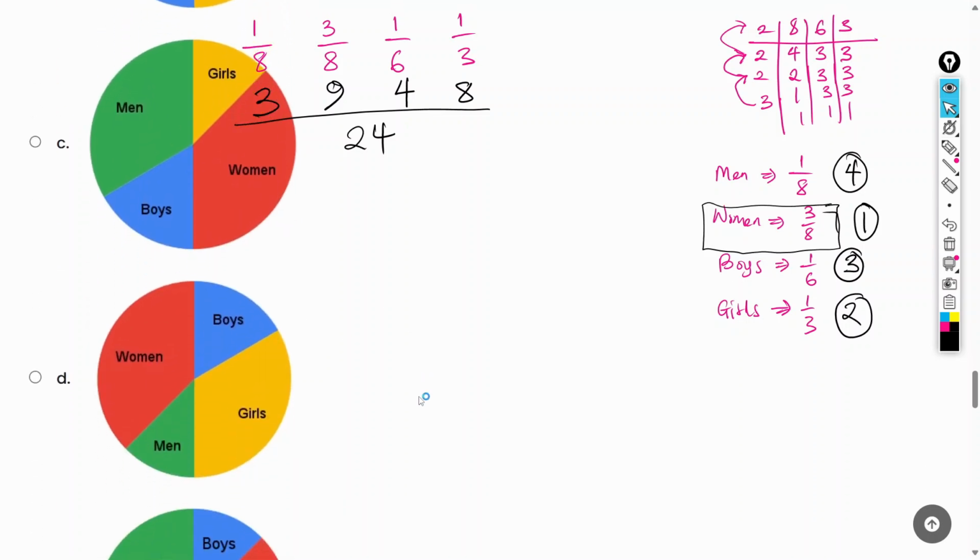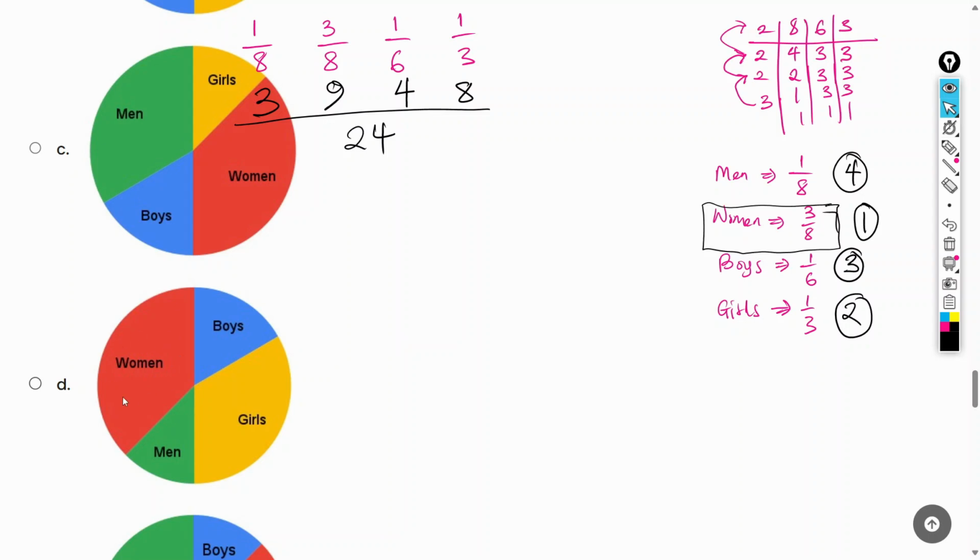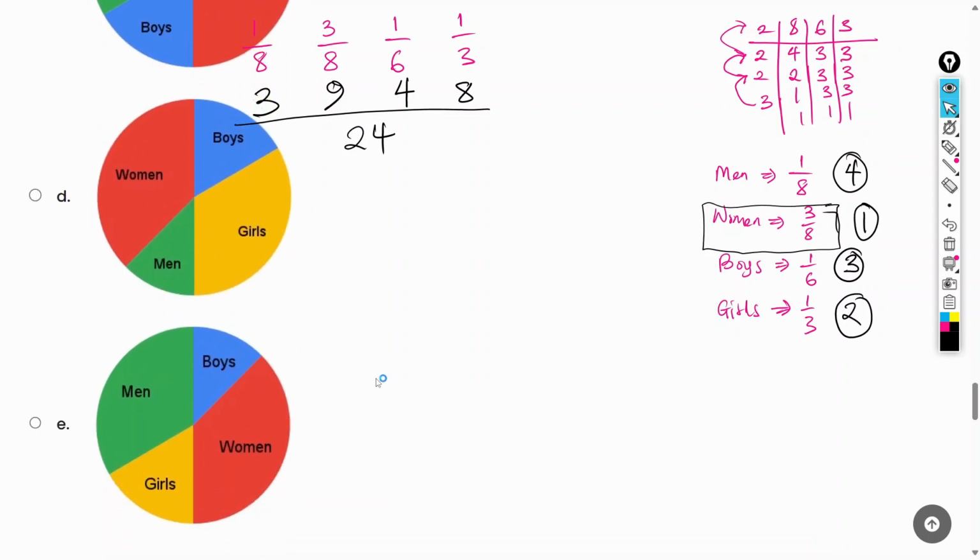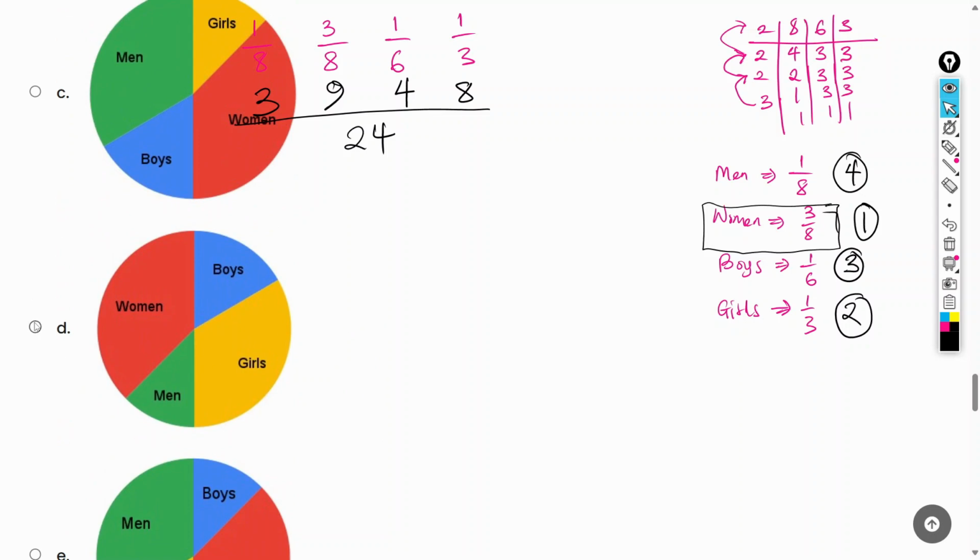So that wouldn't be this. If we look at this, women appear to be the biggest, men appear to be the smallest. Let's see what's happening in the middle. After women, girls. That's true. Women, girls, boys, a little bit bigger than men. So our correct answer should be D.